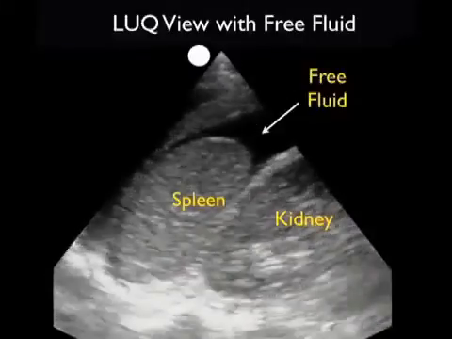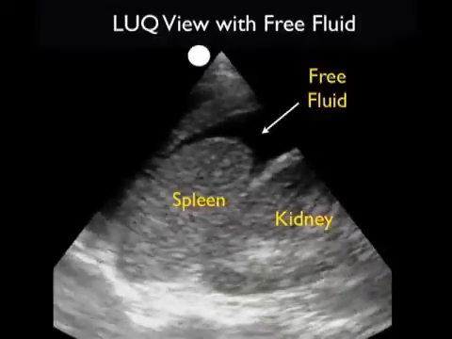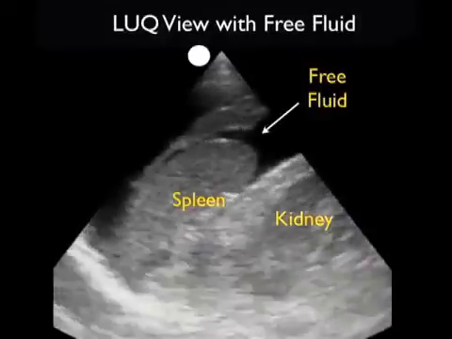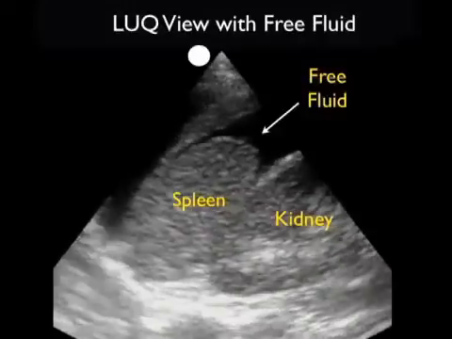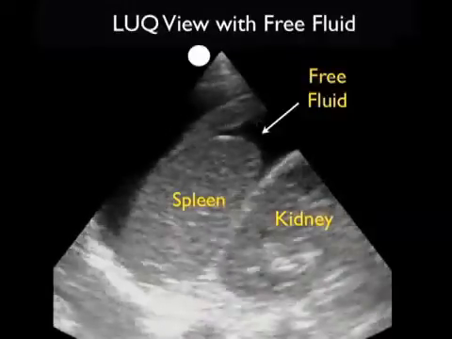This indicates a large amount of fresh blood in the left upper quadrant, and we also see a blood clot, that echogenic material, waving around anteriorly to the spleen. So a positive exam in a trauma patient.